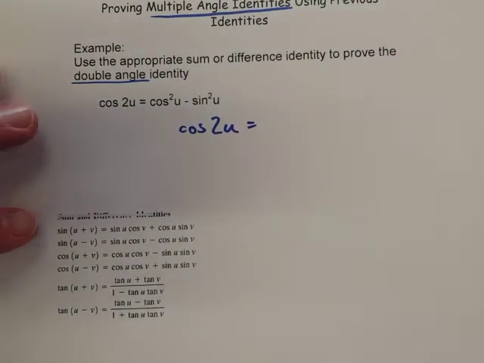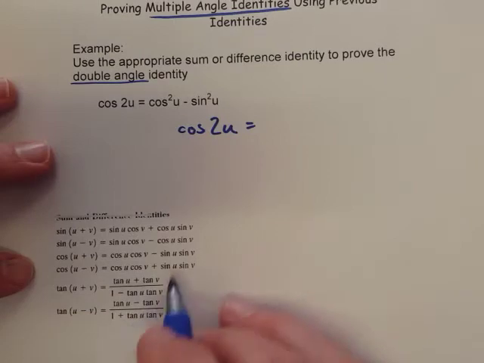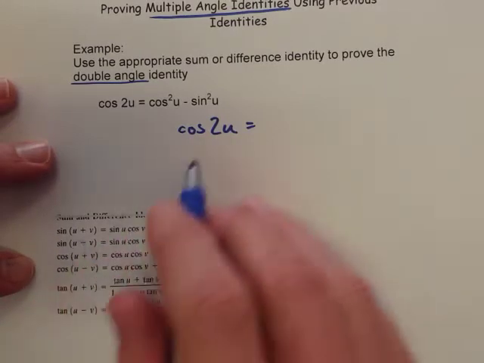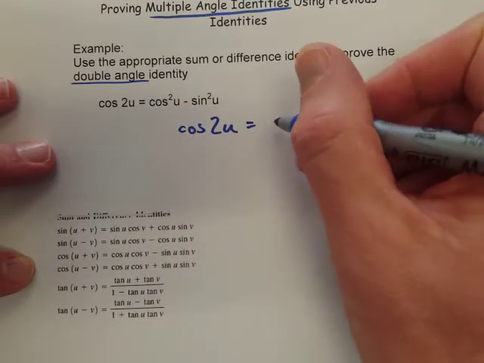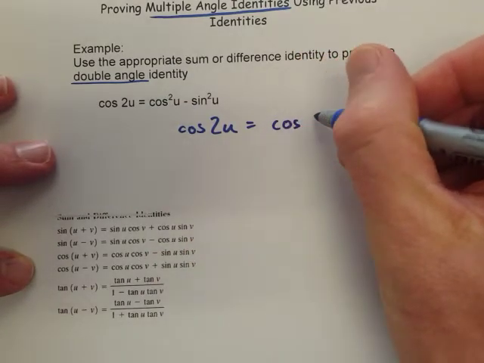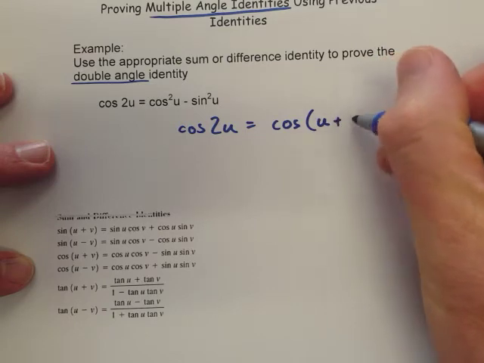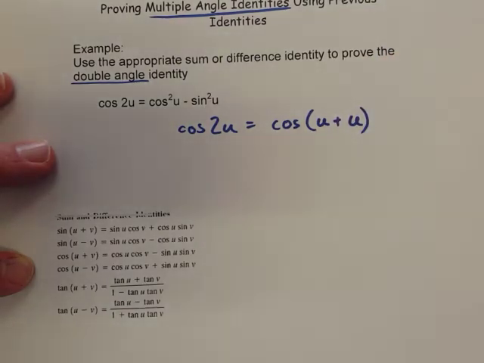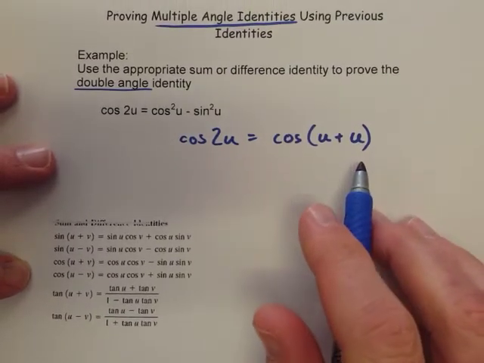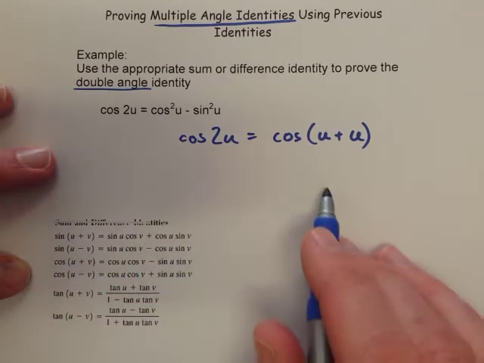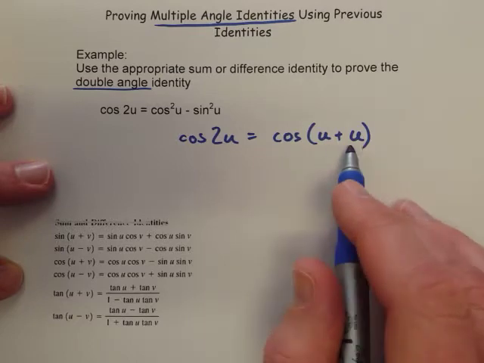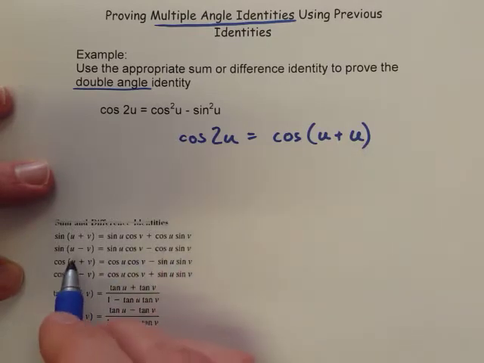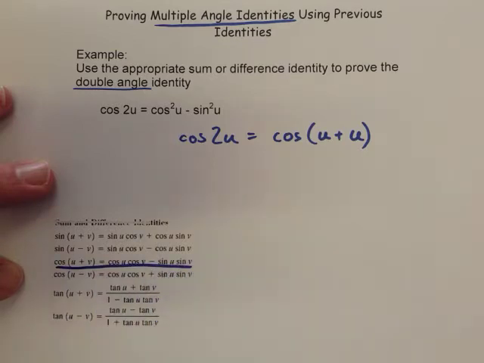Now, in order to make this work out using one of the identities, these are sum or difference identities, so I have to translate this into something that involves plus or minus. An easy way to do that is to call it cosine of u plus u. Once I have it in this form, I can pretty easily use the sum or difference identity. You'll notice that it's cosine, and so I want to have cosine of u plus u. It looks like that is this one right here. So I'm going to use that identity.